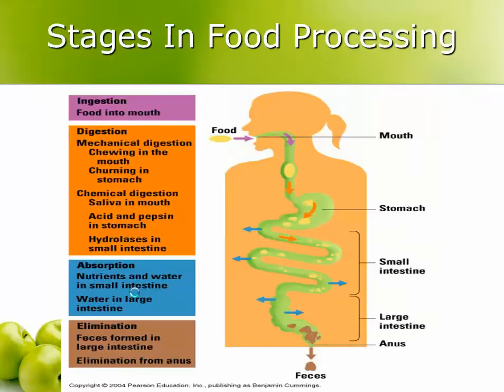So there are 4 stages in food processing, and collectively this could all be called digestion. But the first part is called ingestion, and that's just the food entering your mouth. That is the only place in your body where food can enter, is your mouth, no matter what anybody tells you. Then from the mouth it would travel down the esophagus, and that's where digestion can occur. Well, let me back up a little bit. Digestion just starts in the mouth.